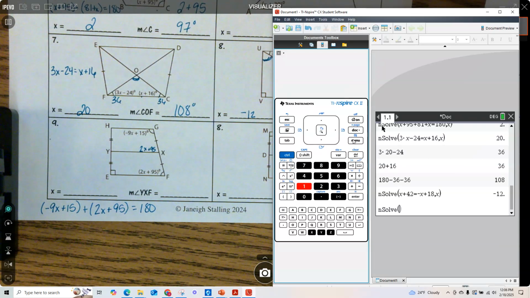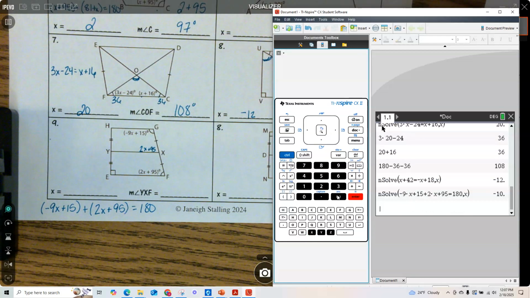All right. So negative 9x plus 15 plus 2x plus 95 equals 180. Hopefully I did that right. Yep.